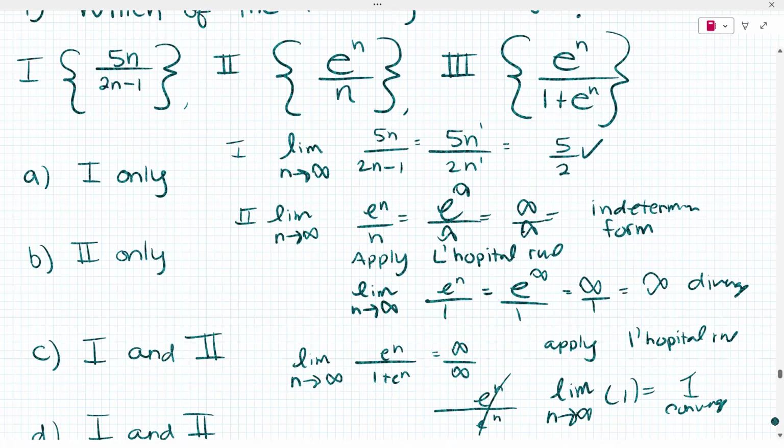So it looks like one works, and D is one and three. So it's letter D, right? One works, two does not work because it diverges, it gives you infinity. Three works after applying L'Hôpital's rule. So it's just one and three. Let's do the next one.